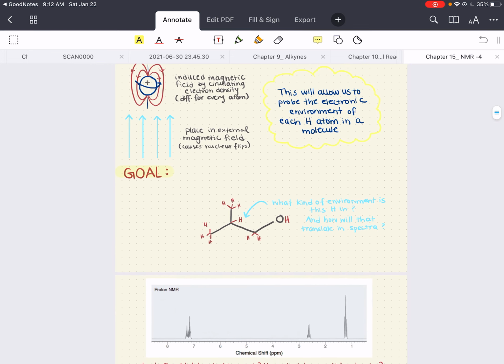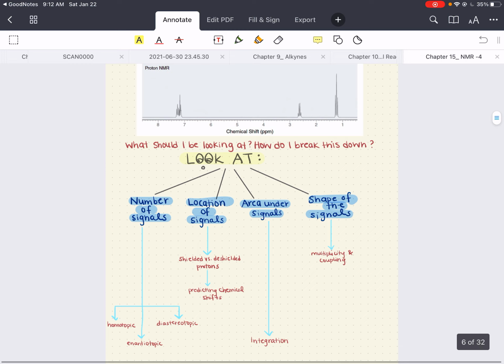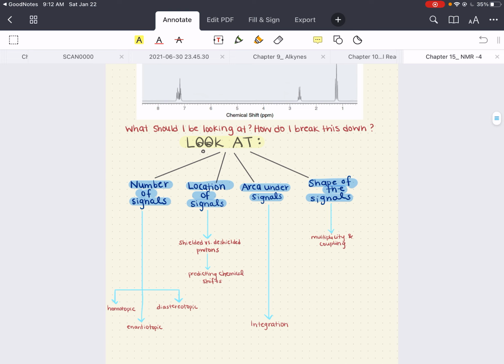Now, looking at an NMR spectra, there are 4 types of information that we can extract. These 4 types of information are, first, the total number of signals. For our hydrogen-1 NMR spectra, I'm going to be calling it hydrogen or proton spectra throughout the rest of this session, so just keep that in mind. The total number of signals for our hydrogen NMR is going to describe how many different types of hydrogens are present.